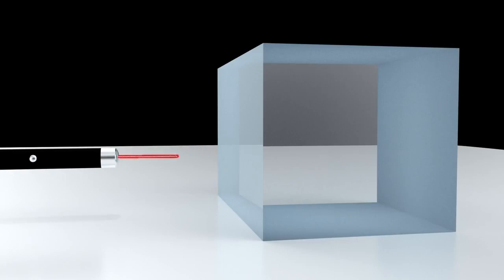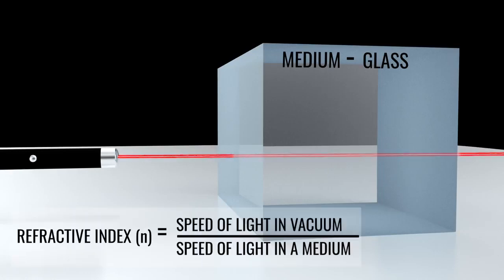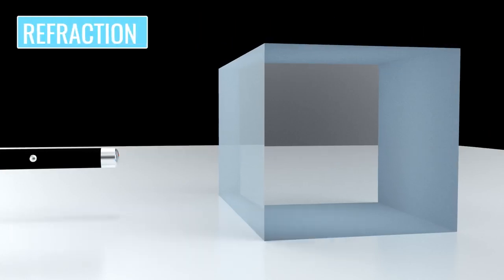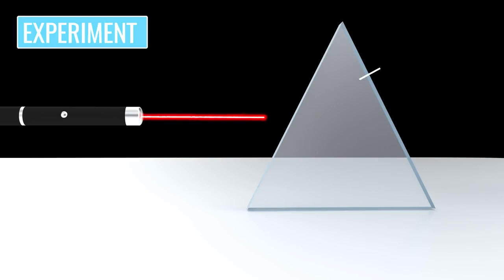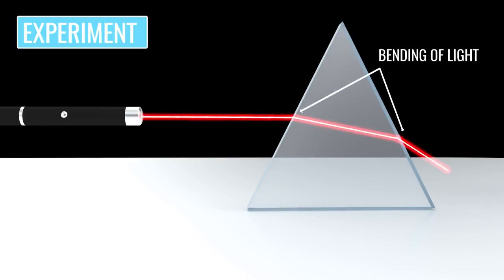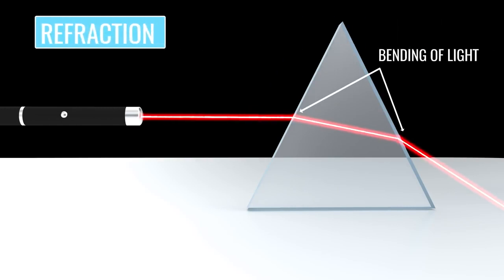The speed of light changes when it passes through a medium, and this change in speed is expressed by the refractive index. This variation in the speed of the light leads to another interesting phenomenon: refraction. To understand what it is, let us carry out an interesting experiment. In this experiment, light passes through a prism. You can see that at the interface, the light gets bent instead of going straight. This phenomenon is known as refraction.